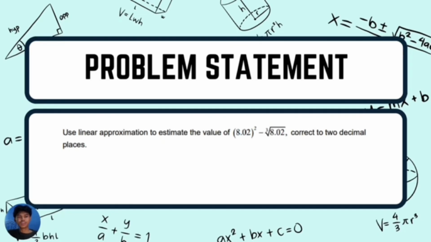The problem is: use linear approximation to estimate the value of 8.02 squared minus 3 square root of 8.02, correct to 2 decimal places. The problem is we need to find the value by using linear approximation. All questions of linear approximation have the same steps to solve, so let's solve this problem.